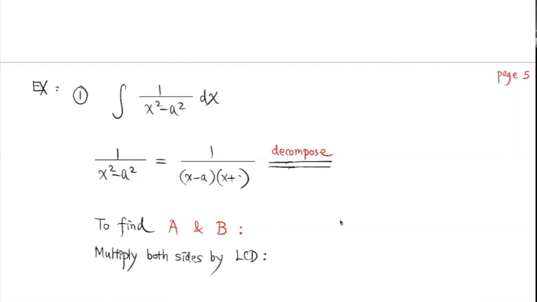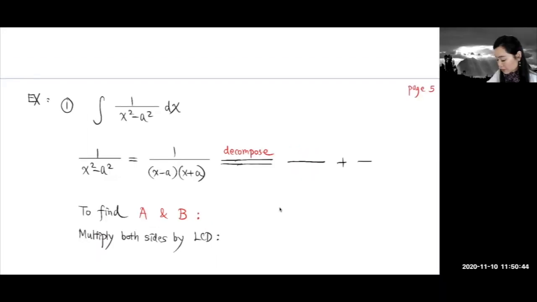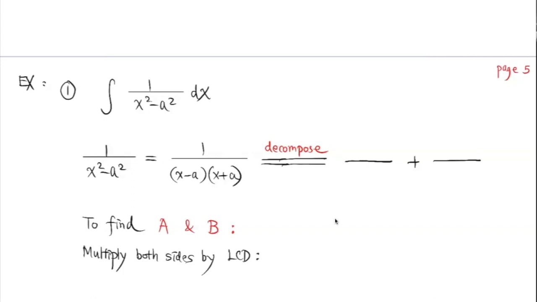And then you decompose it, right? Remember how we decompose it? First one, it is what? A over x minus a. And then second one was b over x plus a, right? So we decompose it this way. Now we're going to find the a and b.